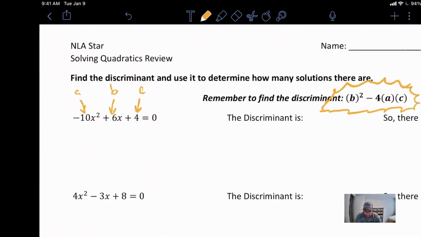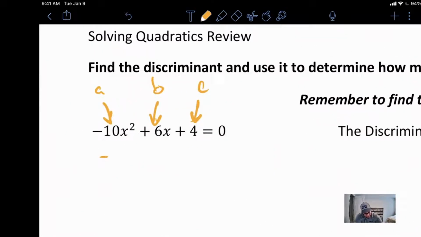So b squared minus 4ac. I'm going to put it in parentheses. B squared minus 4 times a times c. Remember, parentheses are our friends, ladies and gentlemen. So I'm going to have 6 squared, because that's what b is, minus 4 times a, which is negative 10, times c, which is 4.